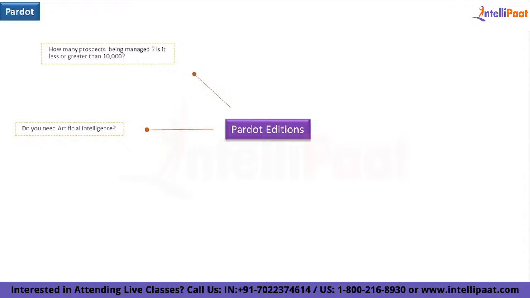Because based on the prospect size, they need to purchase the instance, or they need to purchase higher editions. If it is a lower edition, probably there will be limited options, or there are limitations for them. So it becomes very important for us to know what exactly they wanted to use Pardot for. What is the size of the prospects they are managing? Are they going to do the scoring or grading of their prospects? What kind of reporting they need?